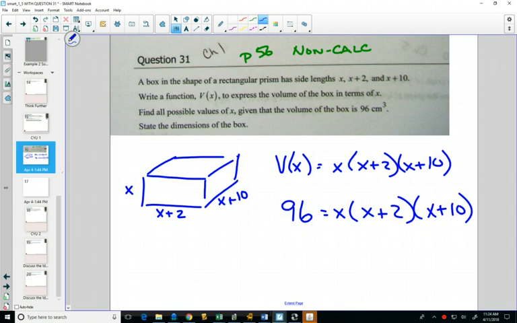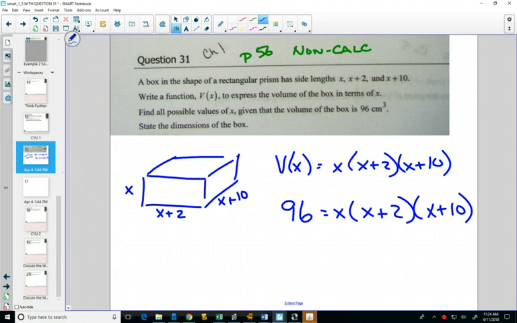It's non-calculator. At this point, what a lot of students did was say, if it's non-calculator, x has to be a nice number. I'm going to try 1. If it's 1, I have 1 times 3 times 11. Does that make 96? No. So they tried 2. What's 2 times 4 times 12? Oh, it's 96. And they said x equals 2, and they were done. And they moved on to the next question.